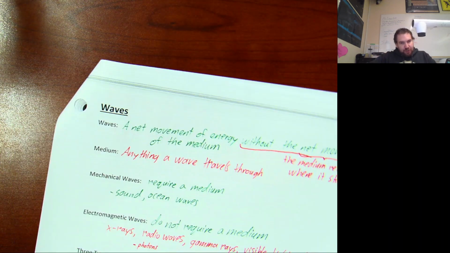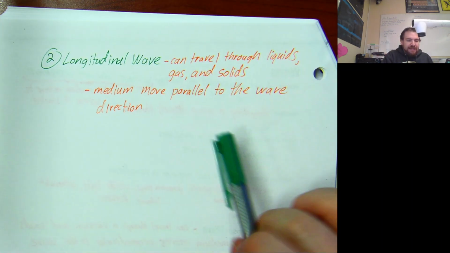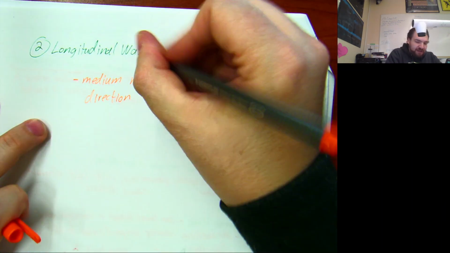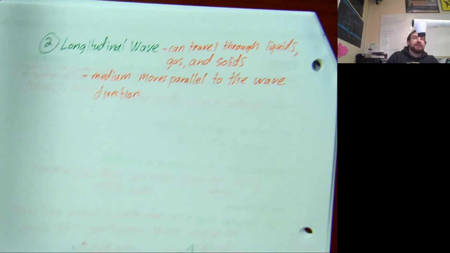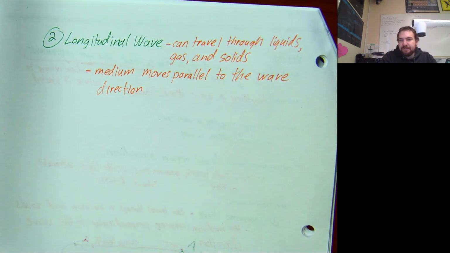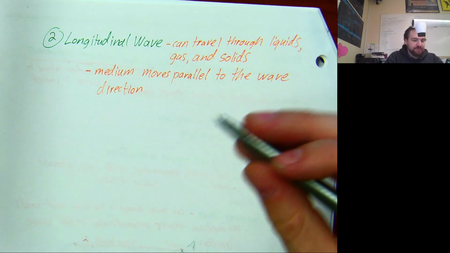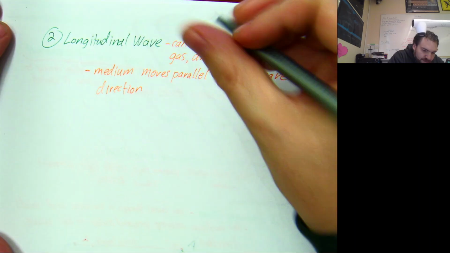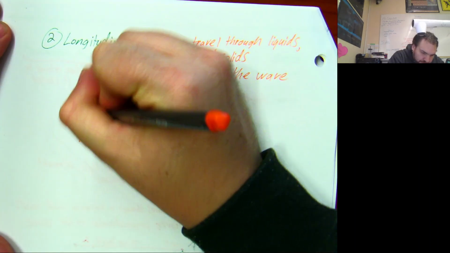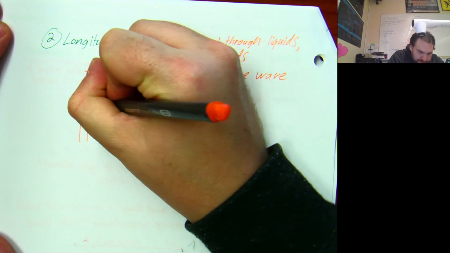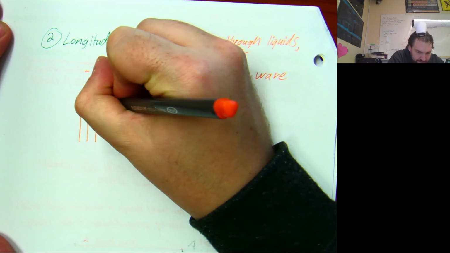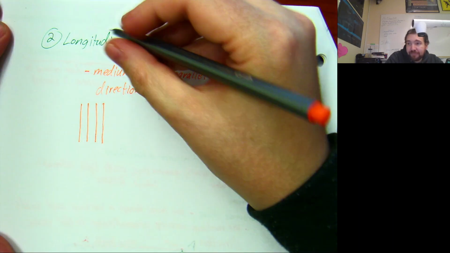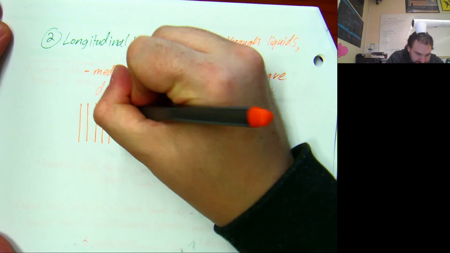On a longitudinal wave, the medium moves parallel to the wave direction. And so there's a couple of different ways we could draw this. I'll use lines. I'm going to draw some lines here. And then all of a sudden they're going to get closer together.